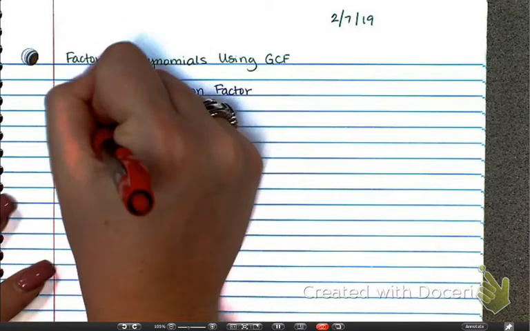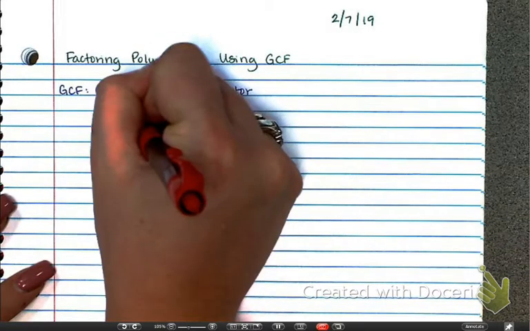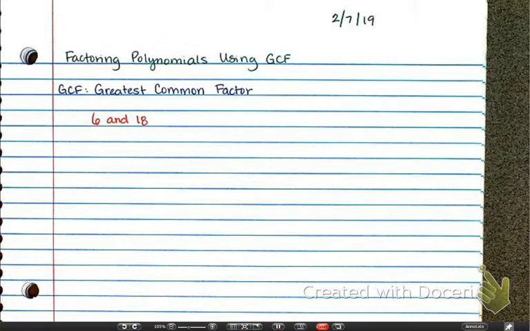Let's look at 6 and 18. I want the greatest common factor between 6 and 18. Now, I don't want you to tell me the answer right now. I want you to tell me what that means in your own words. What does it mean when I say I want the greatest common factor between 6 and 18? Tyler. The biggest number that goes into the lower number. Close enough. The largest number that goes into 6 and 18.